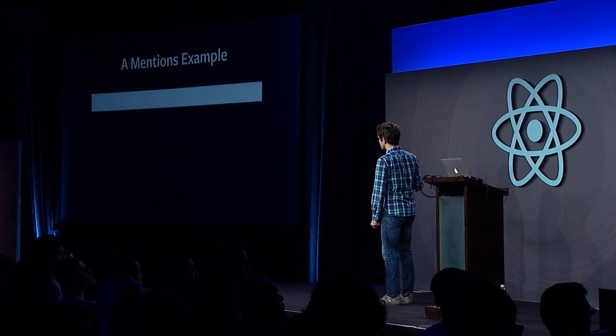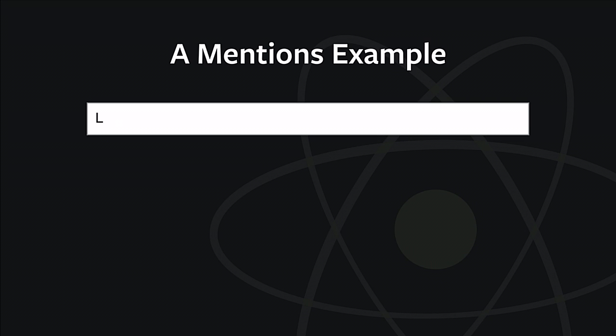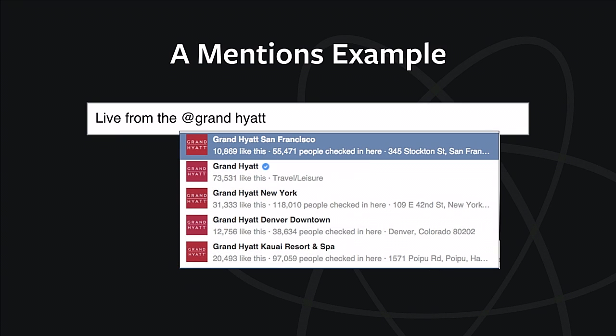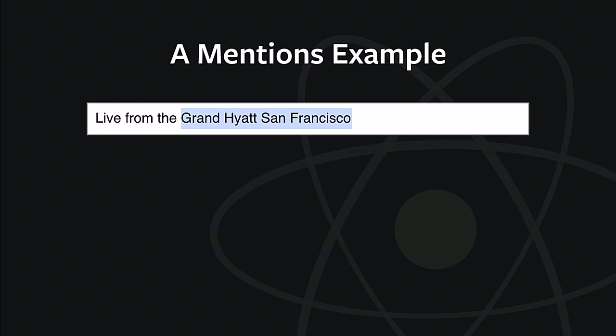Here's our text input again. I'm going to say, all right, I am hosting live from the Grand Hyatt. And I want to mention Grand Hyatt in there, so I put that @ sign at the beginning of it. And if you've written a comment on Facebook, you know that gives you this little drop-down thing, and you can press return and add a mention, live from the Grand Hyatt San Francisco.